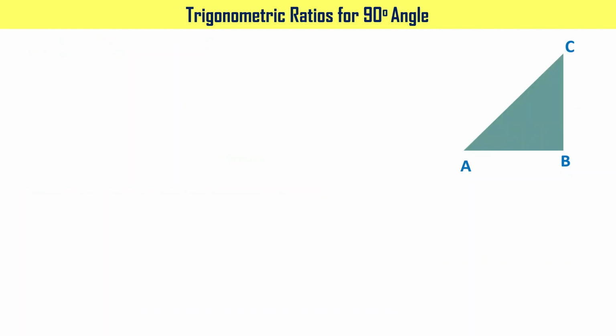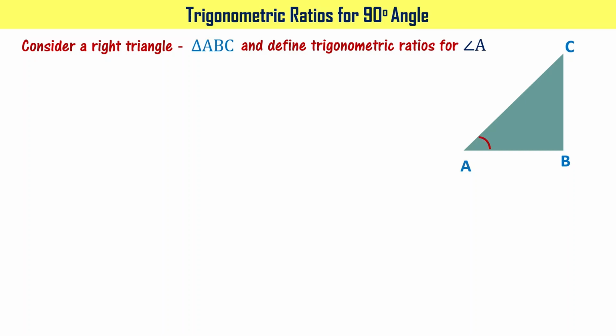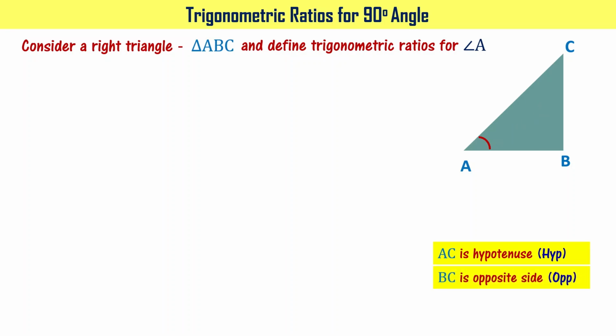Now let's learn about trigonometric ratios for 90 degrees angle. Let us consider a right triangle, triangle ABC, and define the trigonometric ratios for angle A. Please take a note of this. For this particular triangle, AC is hypotenuse. For angle A, BC is the opposite side and AB is the adjacent side.